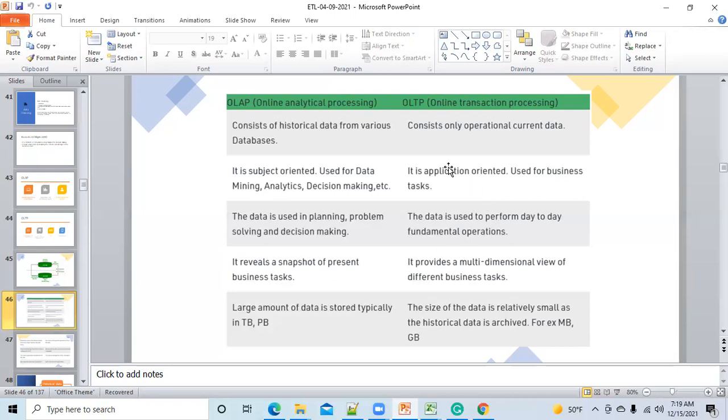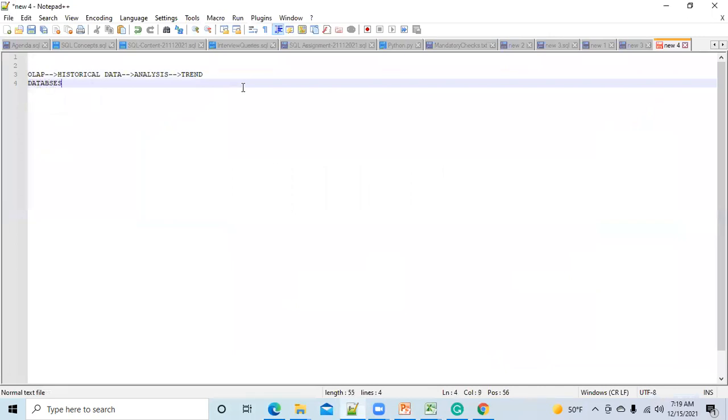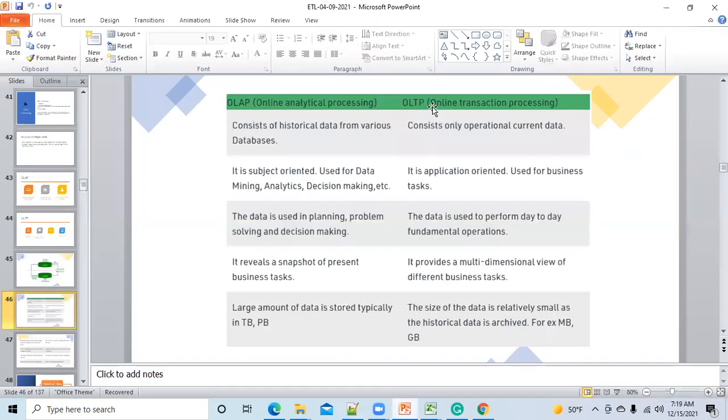But of course, when your OLTP system matures, you can pull this data into your data warehouse and use it for analysis purposes. So the data of your database is finally moved to the data warehouse for analysis. Any question, guys? Is it clear? Hello, any question? Yeah, clear. Okay, fine.